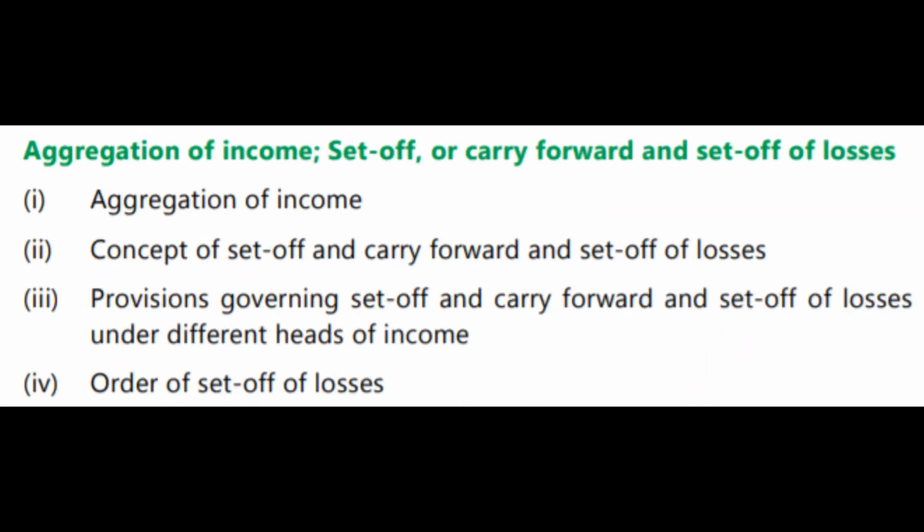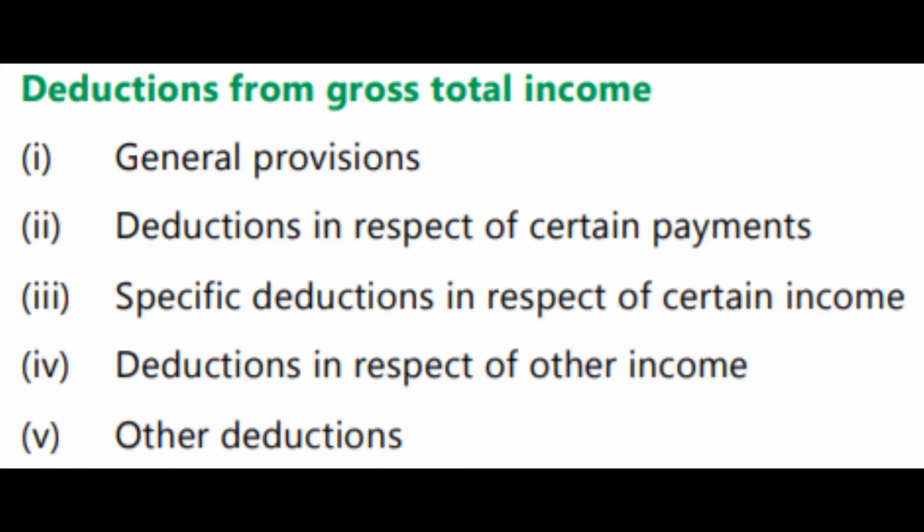So clubbing is one of the topics. Another topic is set off and carry forward of losses. That is one more topic. And very important, another topic is deductions from the gross total income. We can popularly call them section 80 deductions or Chapter 6A deductions. That is another topic, part of the dessert.